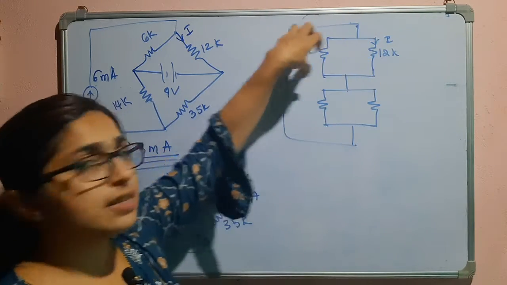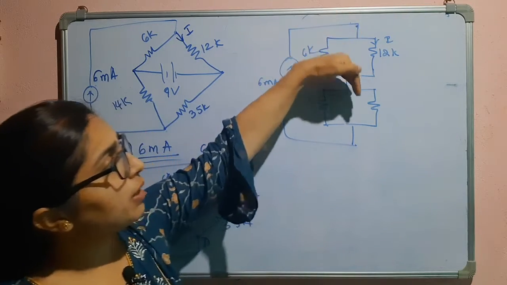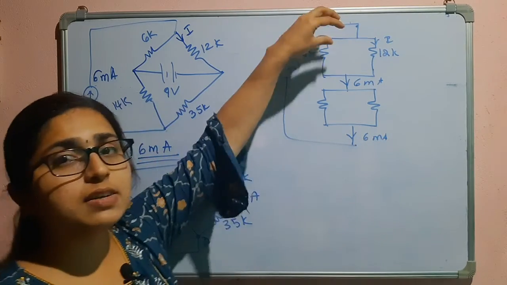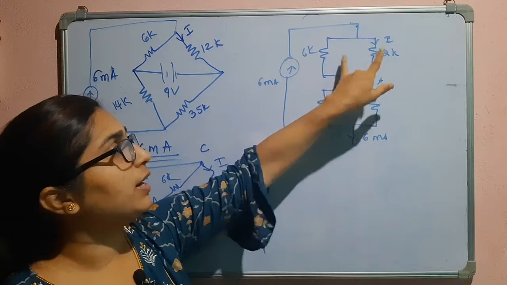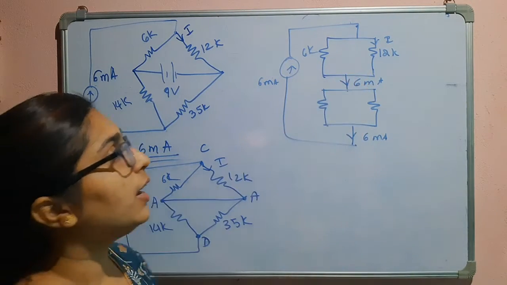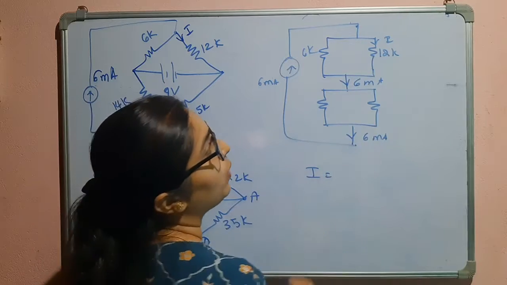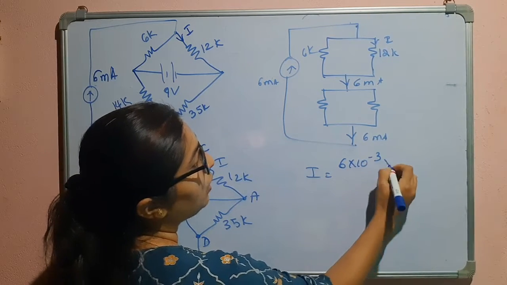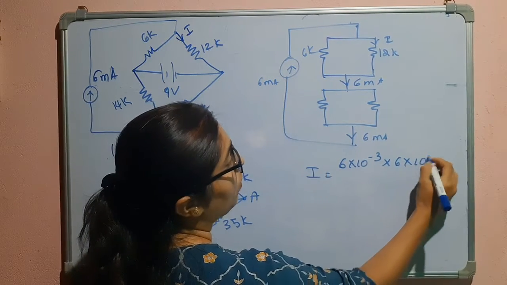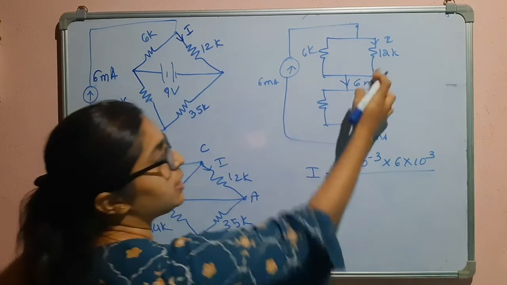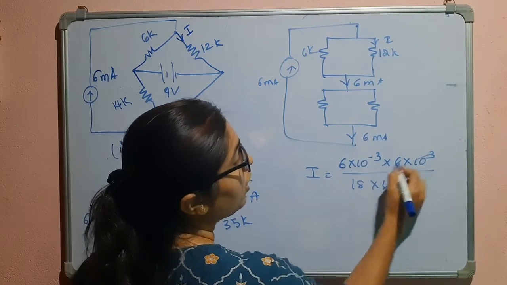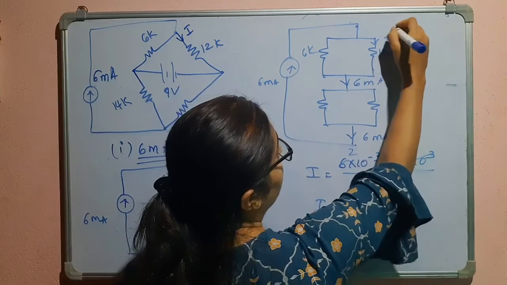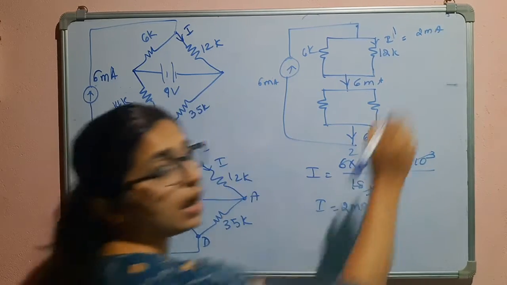Now we can say that the 6 milliampere current entering here is the same current that flows here. That means our 6 milliampere current is getting divided between these two branches. So using the current divider rule, I can find the current flowing through the 12K ohm resistor. That is I equals the total current 6 milliampere times the resistance in the opposite branch, 6 kilo ohm, divided by the sum of resistances, which is 6 plus 12, 18 kilo ohms. So we get 2 milliamperes. So the current I dash, or I1, can be written as 2 milliampere.